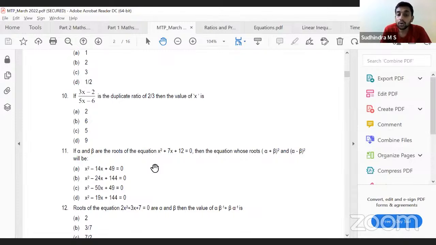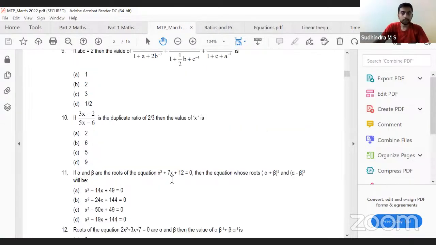then the equation whose roots are alpha plus beta square and alpha minus beta square will be. This is simple. What are we supposed to do? First, find out the roots of this. Then find out what are these two. Using these two values, construct an equation.